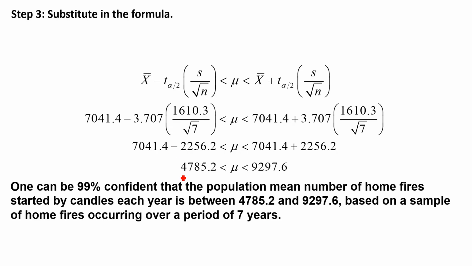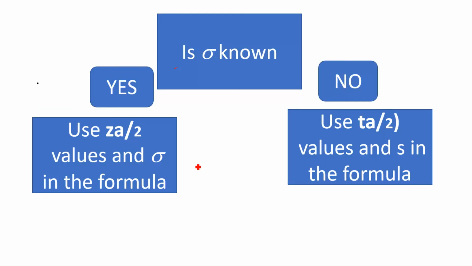So at the end you will find out, see, 99% we were confident, but there was only 1% doubt, so the range is 4785 to 9297. Because we are 99% confident, that's why this range should be wider. So here I have written the explanation as well. I hope this question is also clear.